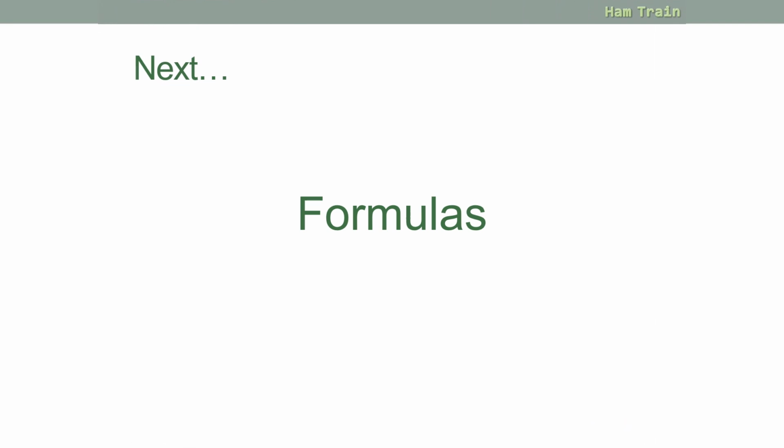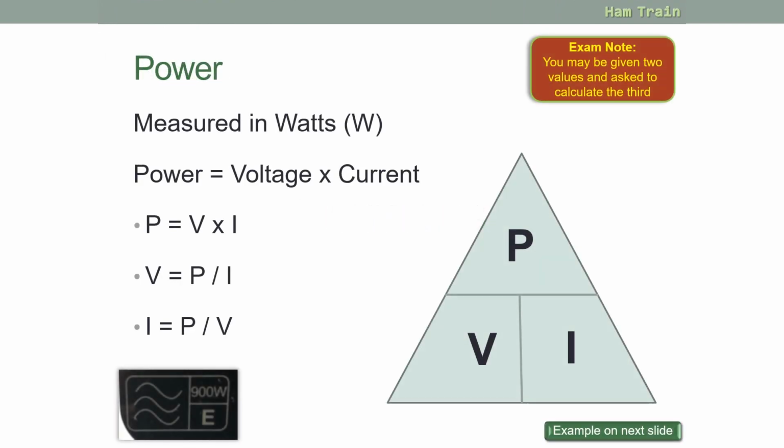Let's look now at formulas. This is the formula for power. Power is measured in watts, and the power equals the voltage times the current. This is something that you'll need to know for your foundation exam. The formula won't be given to you in the exam, so you will need to remember it and understand it. One of the easiest ways of doing this is with the aid of the triangle that you can see on the screen now. So we have power, voltage and current, PVI. If you can remember that for your exam, that's a good start.